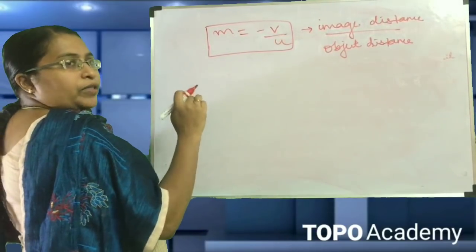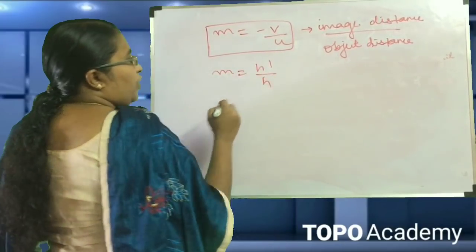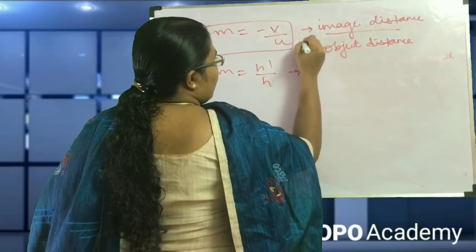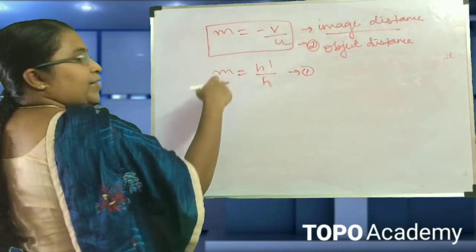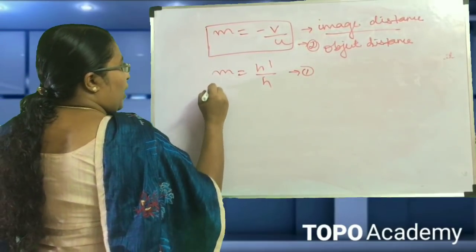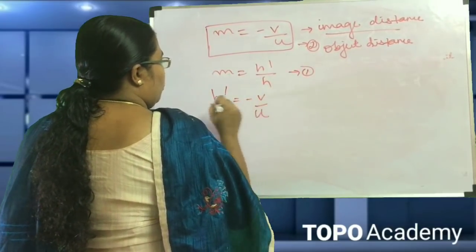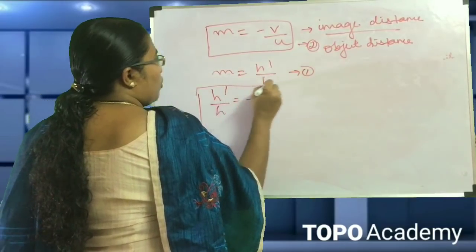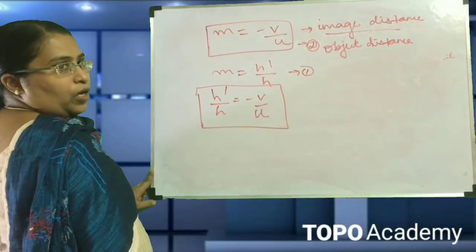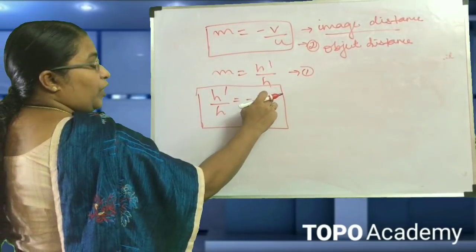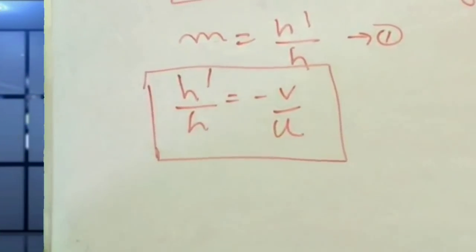First, we studied the relation m is equal to h dash divided by h. We can call this equation 1 and this equation 2. When we compare these two equations, we can say the LHS are equal. So we can write h dash by h is equal to minus of v by u. This relation is also important for doing problems. h dash means height of the image, h is height of the object, v is image distance, u is object distance. So this relation is also useful for doing the problems.